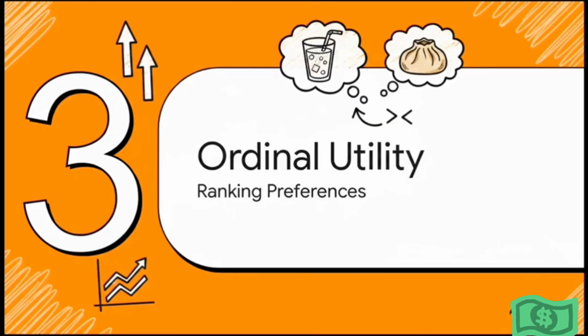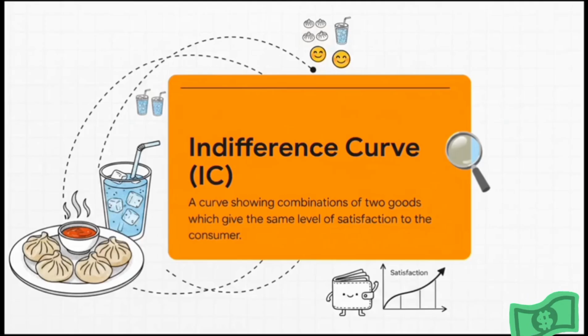You know, that whole idea of saying something gives you 50 utils is a bit unrealistic. In real life, we don't really think in numbers like that, do we? What we actually do is we rank our preferences. We say things like, I think I'd prefer a cold drink over momos right now. And that's the whole idea behind our second tool, ordinal utility analysis. Here, we don't measure satisfaction, we just rank which combinations of goods we prefer more. And the main tool we use in ordinal analysis is called the indifference curve.